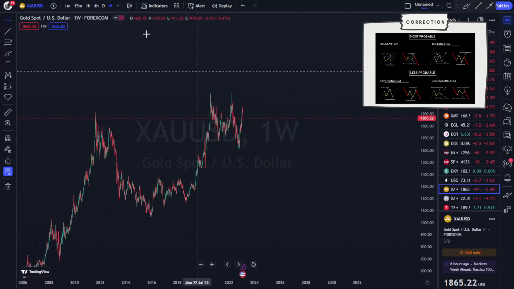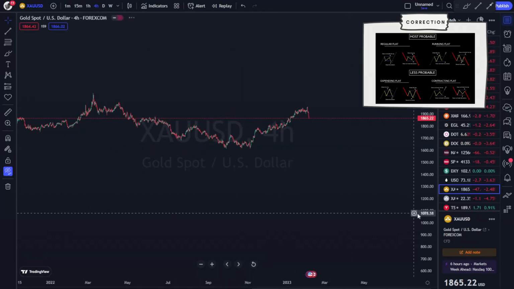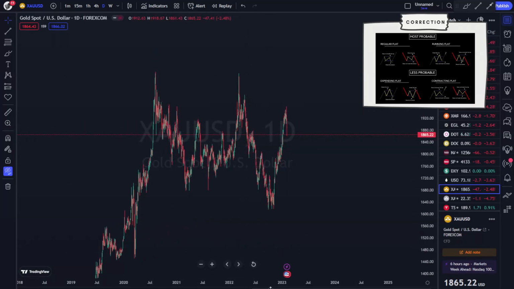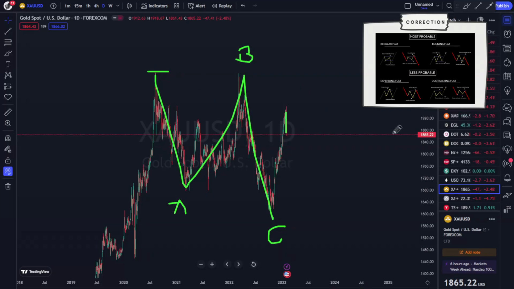Gold. Alright, gold, we got a drop, and this drop is massive. I'm still seeing this as a regular flat. This to me is still an ABC, which is a regular flat. Now this drop, and I told you guys about it, that this move will have its correction before going up and breaking the top. This drop is probably an A move. You'll probably see a B move and then a C move before going up and retesting the top.